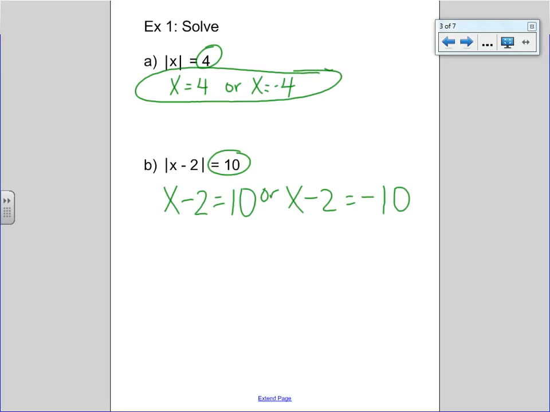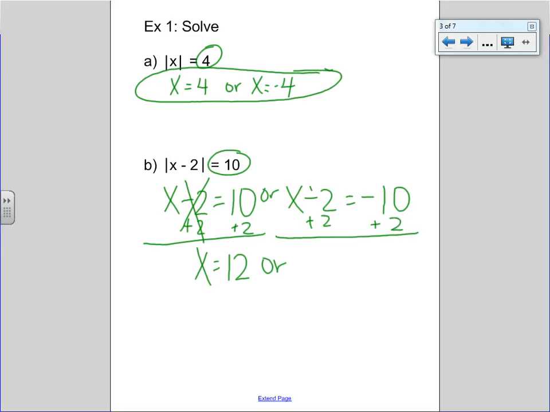So to get x by itself on the first one, I'm going to add 2 to both sides. Cancels. I'm left with x equals 12. Or on the second one, to get x by itself, I'm going to add 2 to both sides. Those will cancel, and I'm left with x equals -10 plus 2 is -8. Final answer. Okay? Whenever we drop those absolute value bars, we have to set it equal to numbers that give us the absolute value that they have shown.